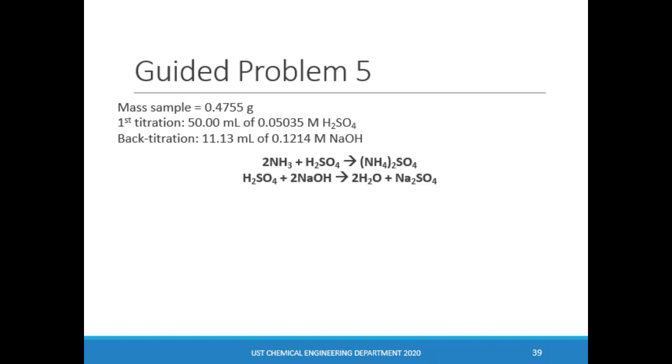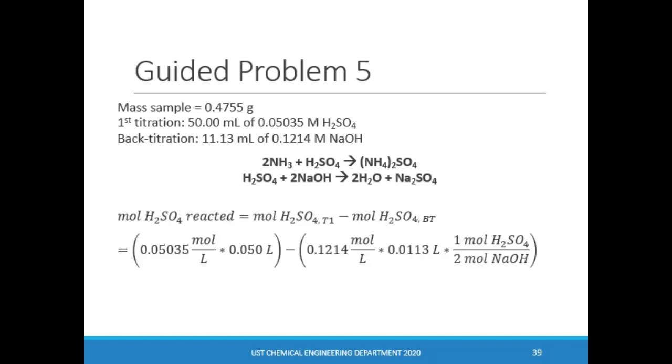To solve this, first we must determine the moles of sulfuric acid that reacted with the analyte ammonia. We can get that by subtracting the excess moles of sulfuric acid from the total moles of sulfuric acid initially added. The total moles of sulfuric acid is obtained by multiplying the given concentration by the volume added. Do not forget to convert the given volume to liters. Then, the excess moles of sulfuric acid is determined from the back titration reaction and is calculated by getting the moles of NaOH reacted and multiplying it by the stoichiometric ratio. Calculating, we get 1.832 times 10 to the negative 3 moles of sulfuric acid that reacted with ammonia.